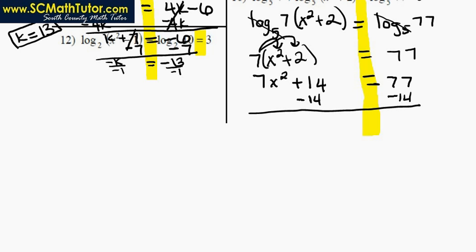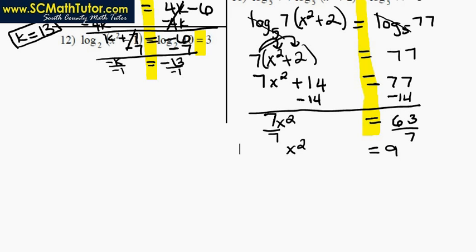Okay, what is this trying to do? 7x squared is equal to, this is 3, this is 6, it's equal to 63. Okay? Let's go ahead and get the x squared by itself. Divide both sides by 7. So x squared is equal to 9.